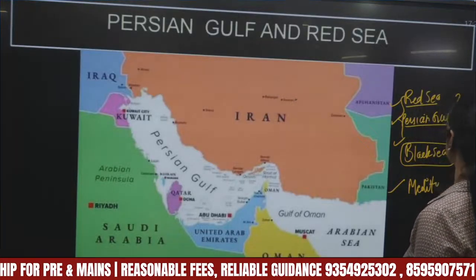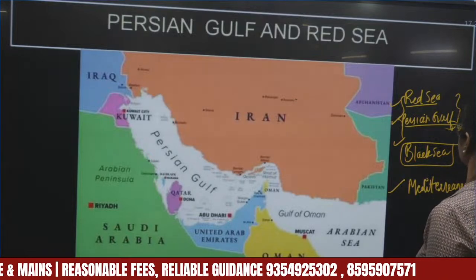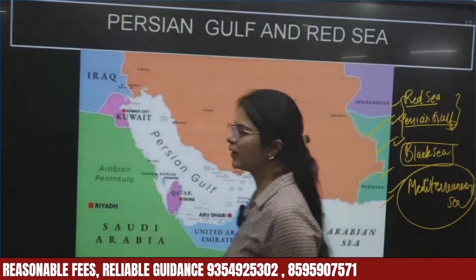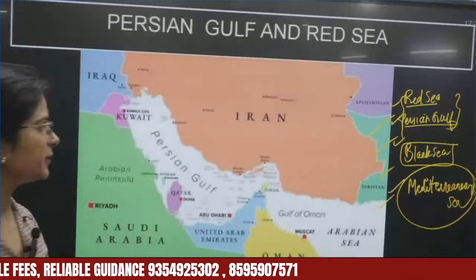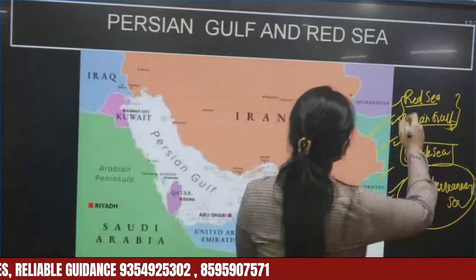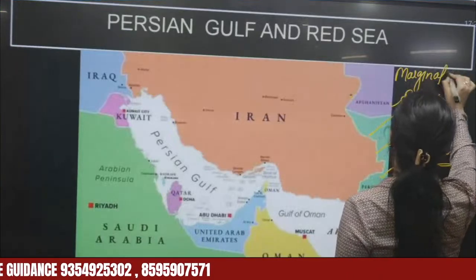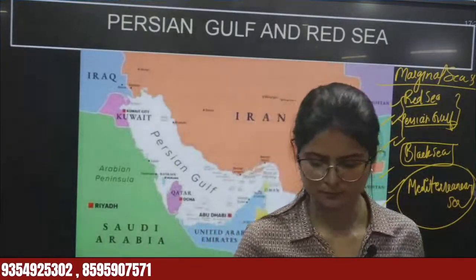Right? That is what you have to do. All the seas you will take and try to understand why the values are more or less. These are the marginal seas. You will categorize them under the marginal seas and why it differs.